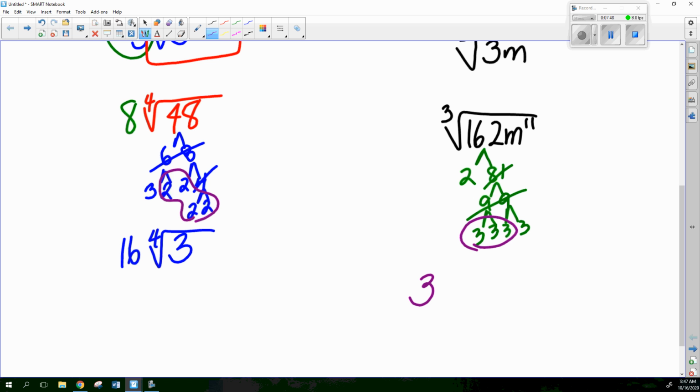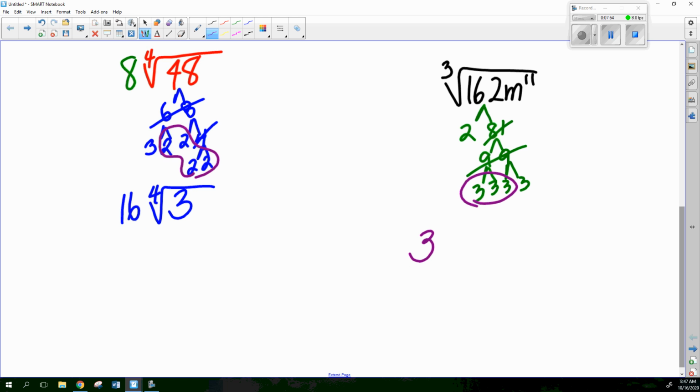How many sets of 3 can I make out of the m's? All right, 2 would be 6. 3 is 9. Okay, so I can do 3. All right, remember, if you need to write them all out and circle the sets, that's fine. All right, but I definitely have leftovers.